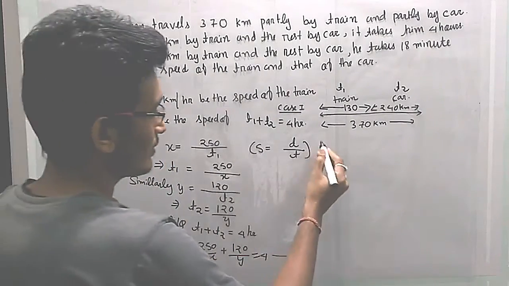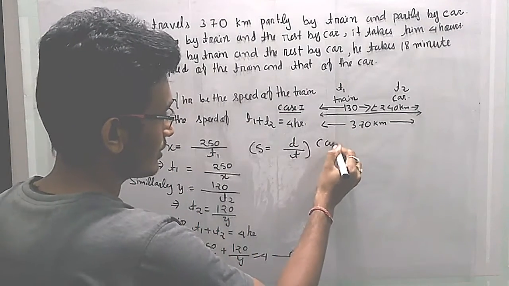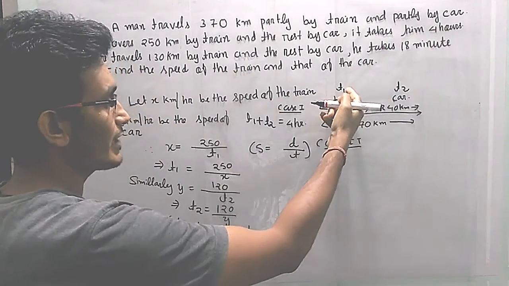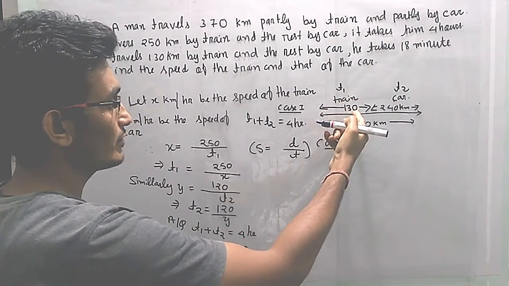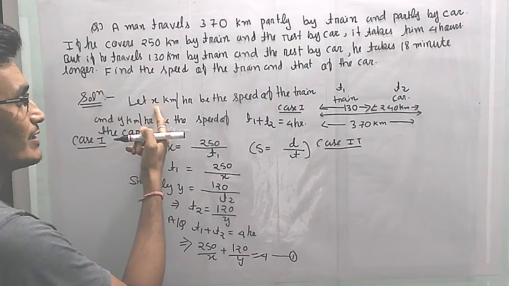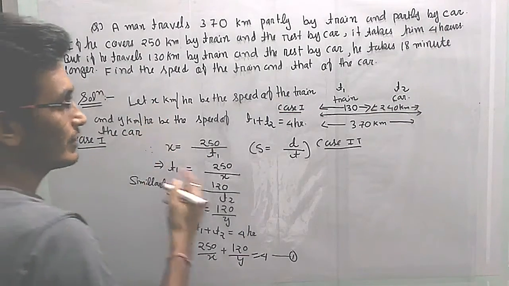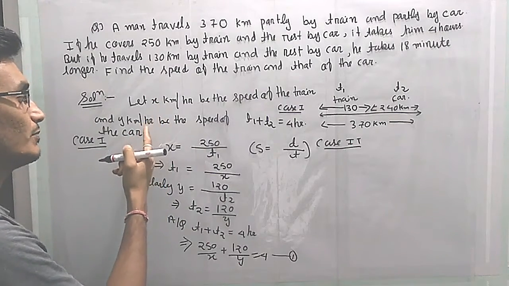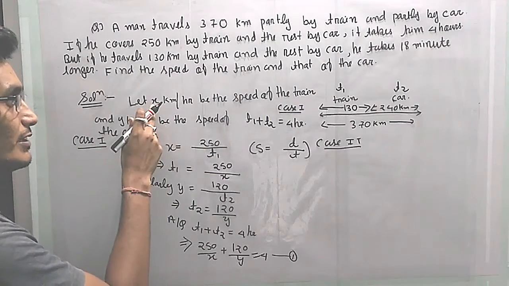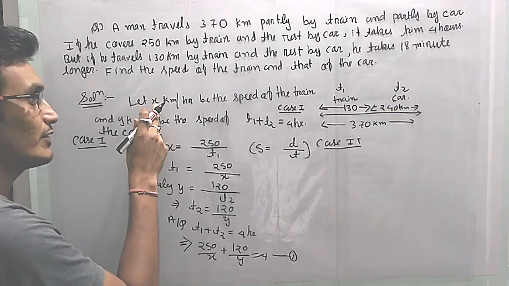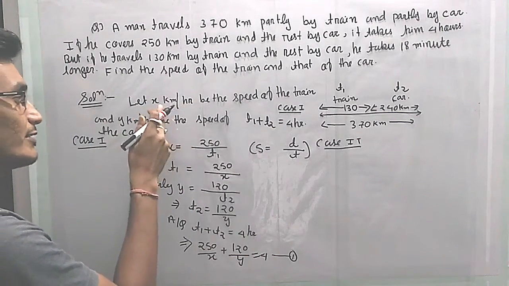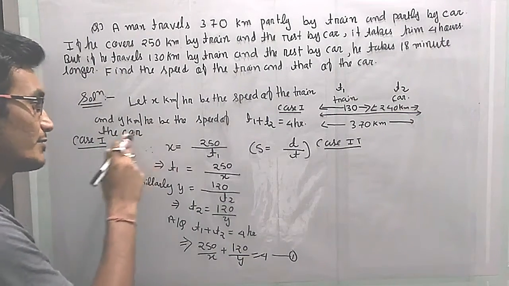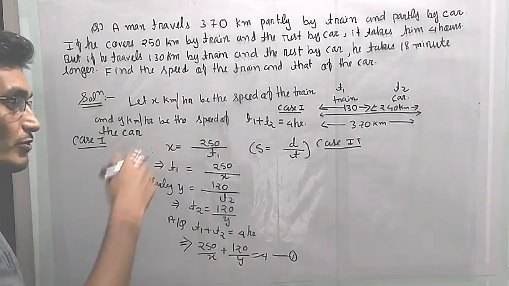This is case 1. In case 2, suppose T1 is the time taken to travel 130 kilometers and speed is given. Speed of the train is x kilometers per hour. And one thing we should remember, in both the cases, the speed of the train and the speed of the car will remain the same. Initially we have assumed the speed of the train is x kilometers per hour. For both the cases it will be x kilometers per hour. Similarly, y kilometers per hour is the speed of the car and it will be the same for both the cases.